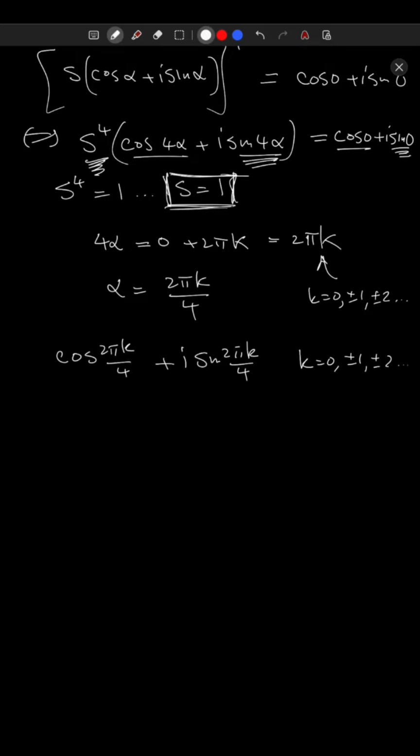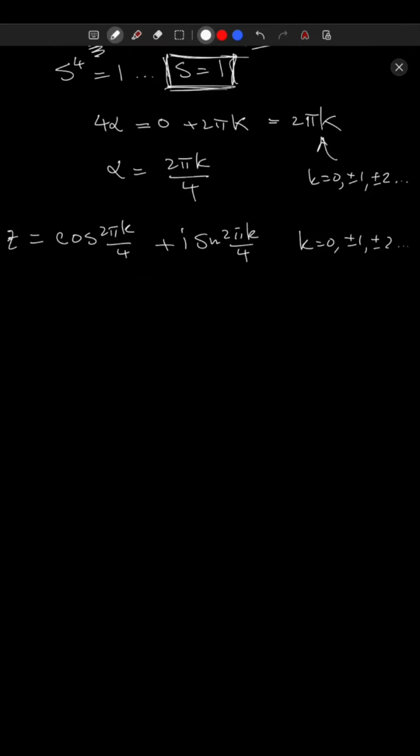So let me write z equals. However, what's going to happen, again, is many of these are repeats, because we're taking cosine of 2 pi k over 4 and sine of 2 pi k over 4. Because of the periodicity of sine and cosine, a lot of these will repeat, and there'll only be a few actual solutions, right? Let's write them out again. K equals 0 tells me alpha is 2 pi times 0 over 4, so it's just 0.